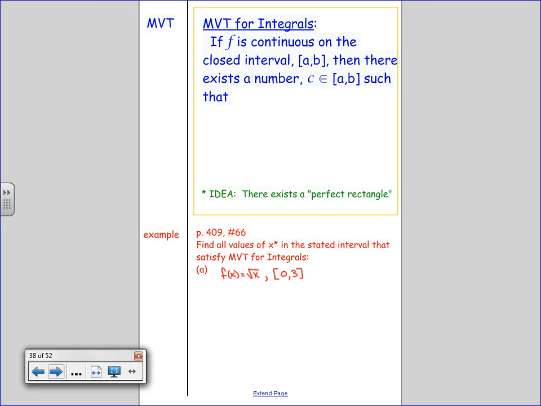Pause. Last one. MVT for integrals. MVT for integrals. Pause. I will write it up. I will put it online.